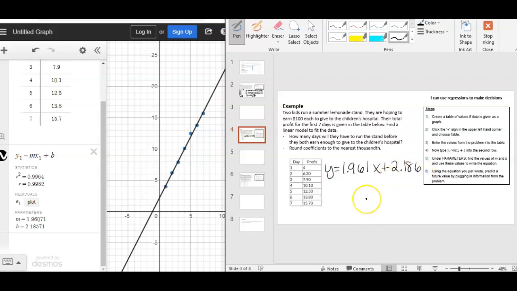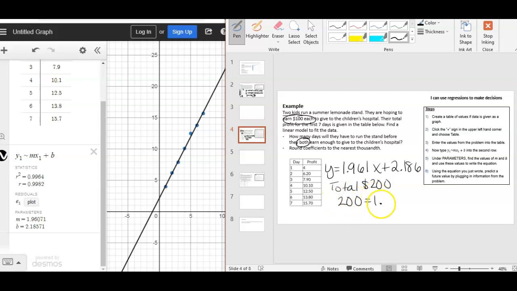It says how many days will they have to run the stand before they both earn enough to give to the children's hospital? Well, let's look at it. There's 2 kids and they want to earn $100 each. So that means that they actually want to earn a total of $200. Right? So we want to figure out when this function is going to be equal to 200.